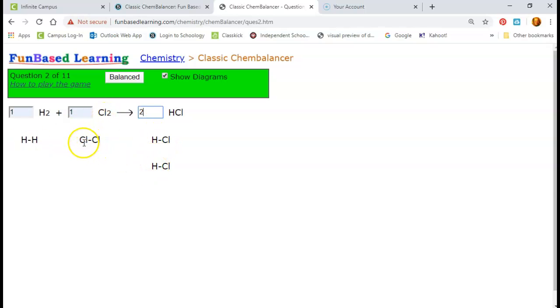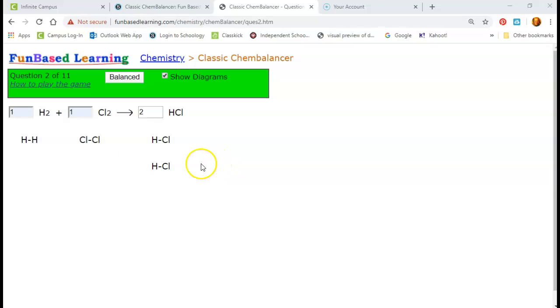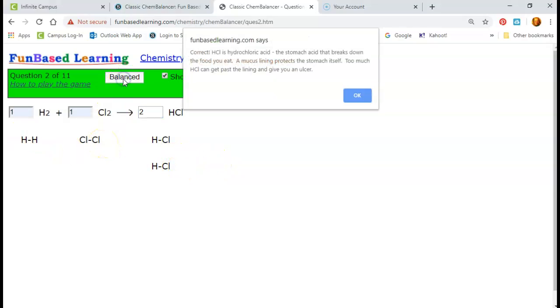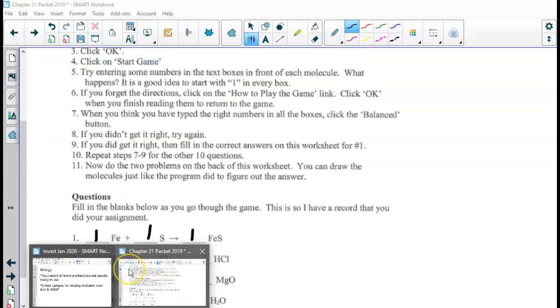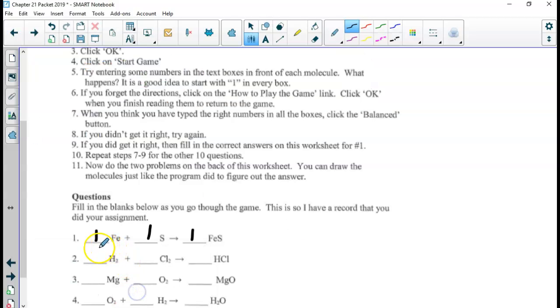Here I have chlorines that come in a pair, 2 chlorines. I also have 2 chlorines on this side. Okay, remember, the arrow is always our dividing line here. Okay, so we got that going on. I think this is balanced. Check it out. Correct. So then I would go back to my worksheet again. So my numbers were 1, 1, 2. So I would write 1, 1, 2 on my worksheet.